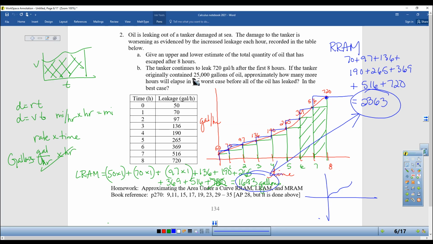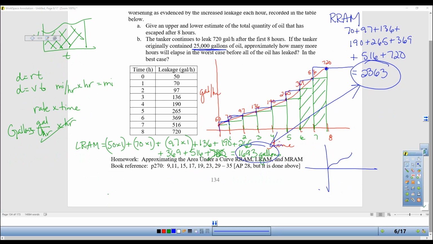So if the tank contains a total of 25,000 gallons of oil, how many more hours will elapse in the worst case before all the oil has leaked, or in the best case? So how do we figure that out? Well, let's take our 25,000 gallons and say, okay, first 8 hours, we've already lost 2,363.